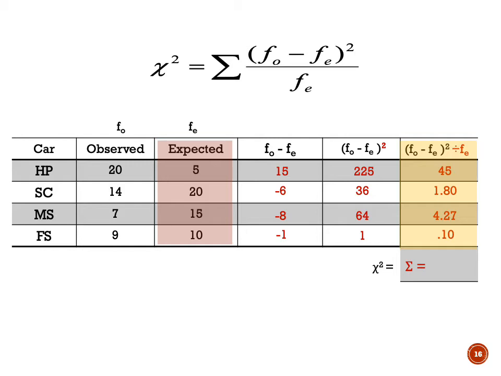And now the last thing we're going to do is add up all of those values in the last column. We're going to get the sum of all the values in the last column. So adding up 45 plus 1.8 plus 4.27 plus 0.10, when we do that, we get 51.17. And so that is our chi-square value. We have just solved chi-square.